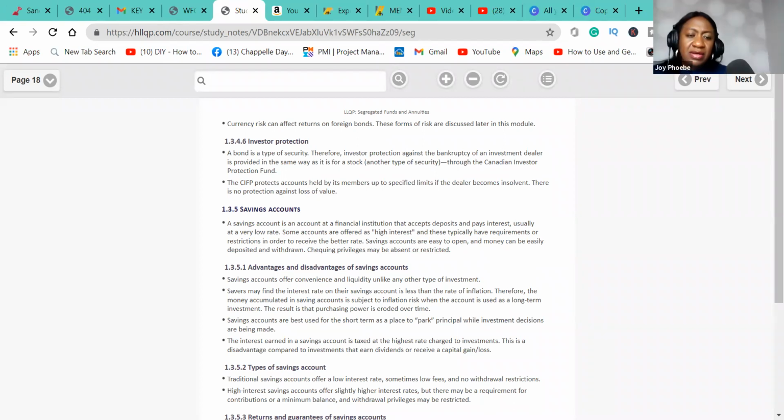Now, not just savings, it's called savings accounts.